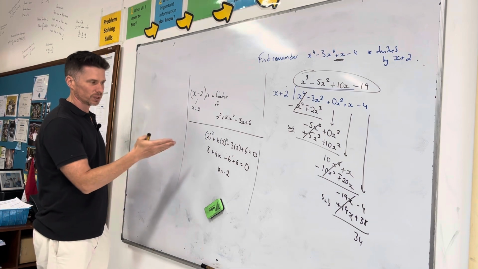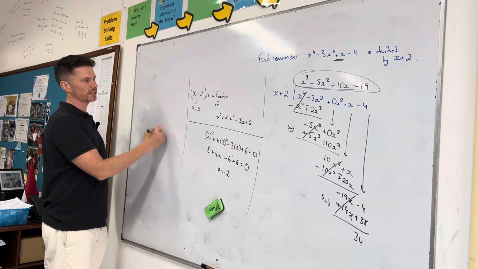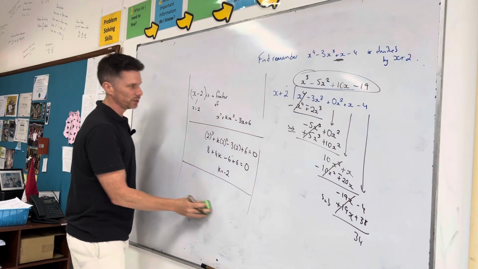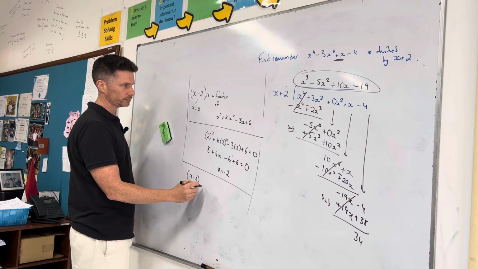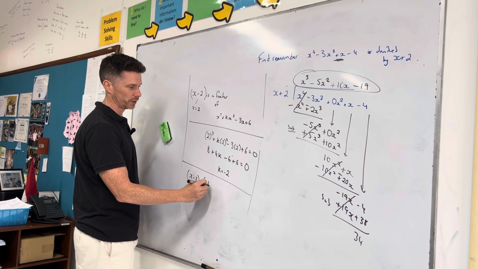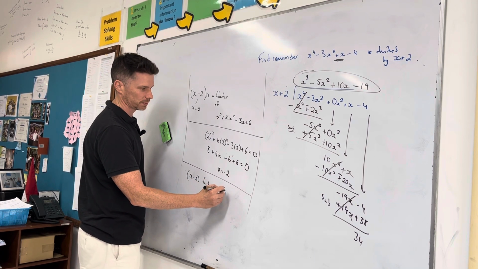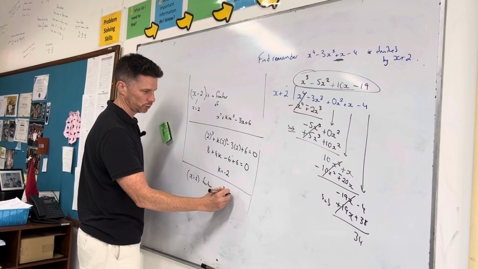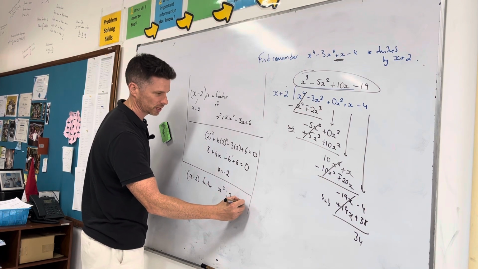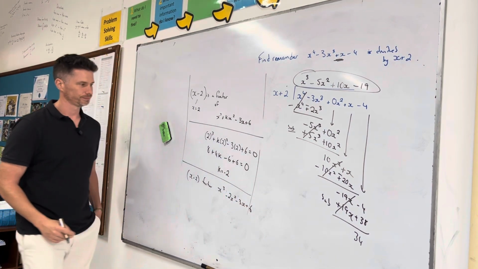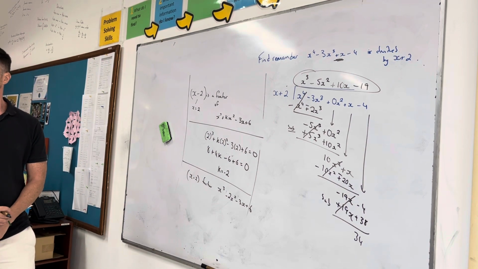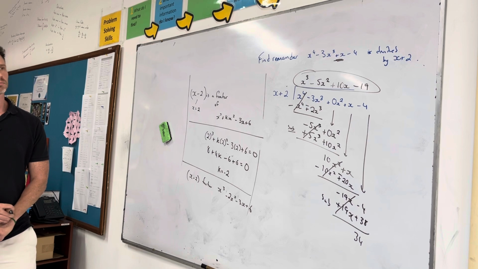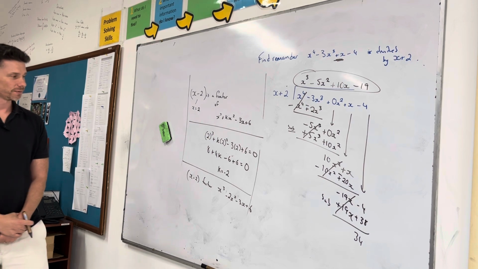Anyway, now that I know k is negative 2, what's my next step? I now know x minus 2 is a factor of the full equation. What's my next step? It's x cubed minus 2x squared minus 3x plus 6. Oh, I know, we just do long division. Or would that take too long? Okay, we definitely can, yeah.